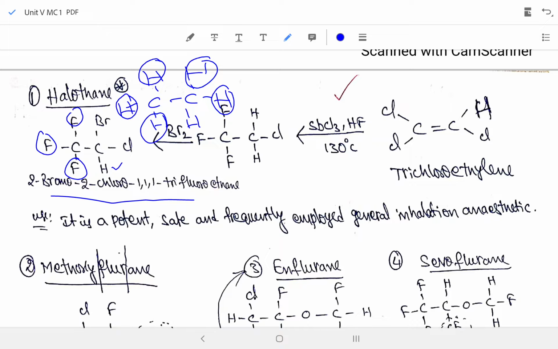So in halothane, you have to remember that there are three halogens: fluorine, bromine, chlorine. So there are three fluorines, one bromine and one chlorine. All these are attached to ethane. This is how you need to remember the structure. Let us see the synthesis.